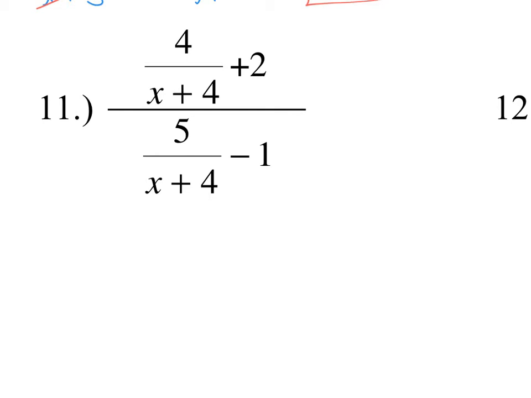And method number 2 is to take a look at all of our denominators. So we have this x plus 4. We have the denominator of 1 underneath the 2. We have another x plus 4. And then we have 1 divided by 1. So of all of our common denominators, our least common denominator is x plus 4. So I'm going to multiply each of my fractions by x plus 4.